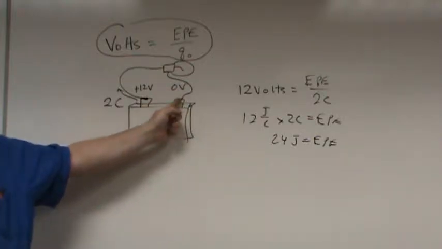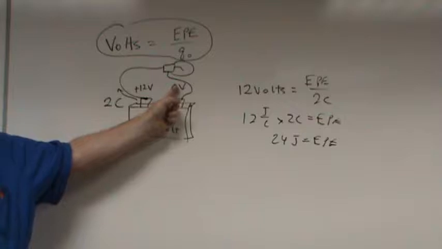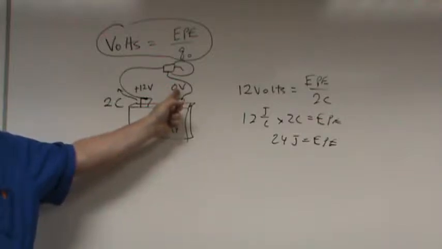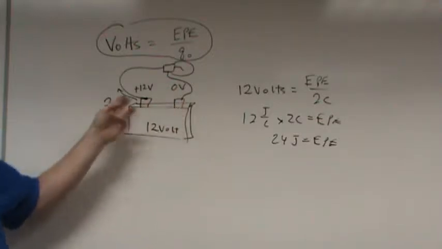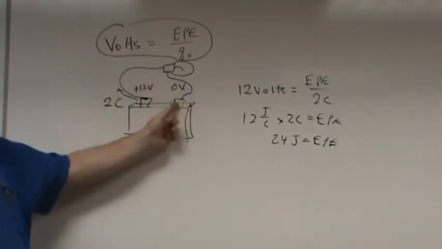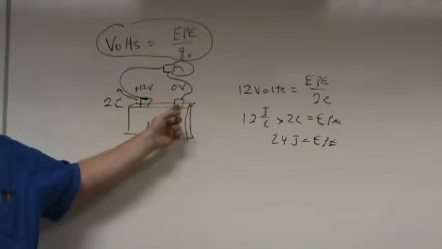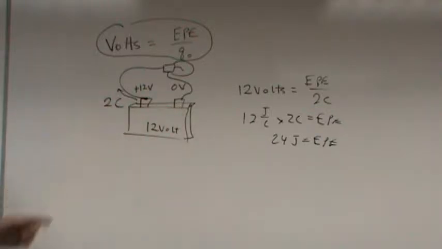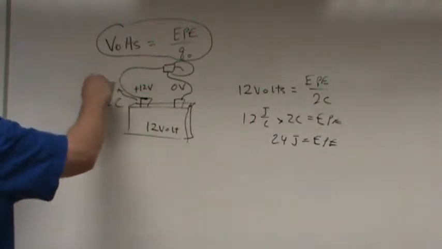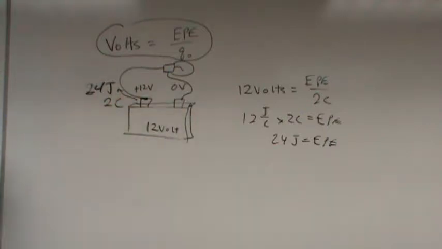At this point in space, every Coulomb of charge gets 0 joules of electrical potential energy. So how many joules of electrical potential energy will this 2 Coulomb of charge have when it comes back to the 0 volt land? 0, right? Good. It had 24 joules of electrical potential energy. Now it has 0. Where did those 24 joules of electrical potential energy go?